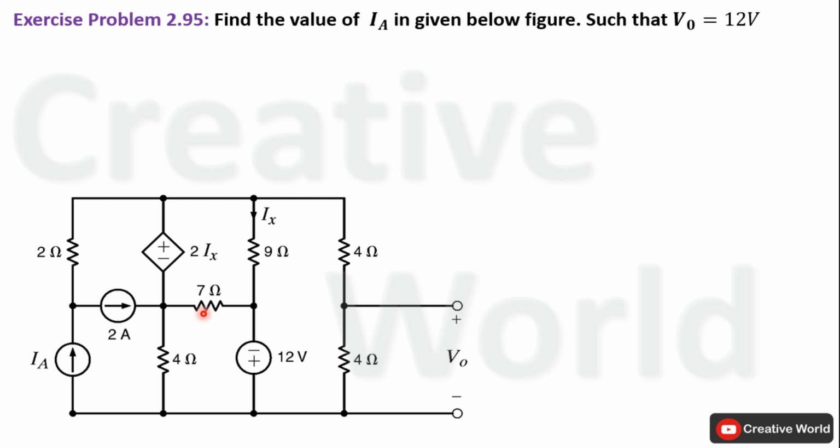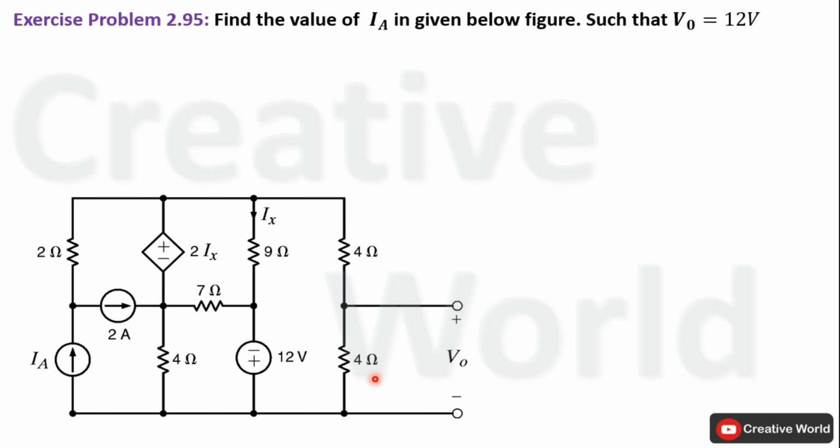Inside this network, we have to find the value of this constant current source labeled as IA. While one condition is provided in this scenario, voltage value across this 4 ohm resistance is 12 volt. So without wasting time, let's proceed towards the solution.